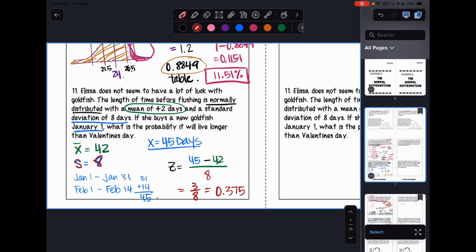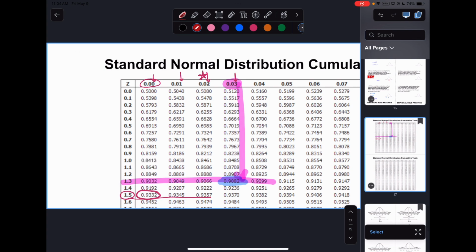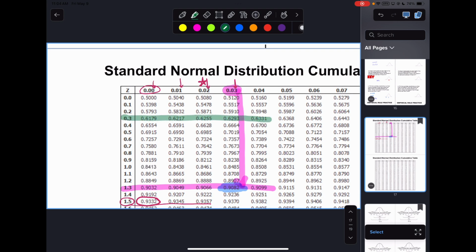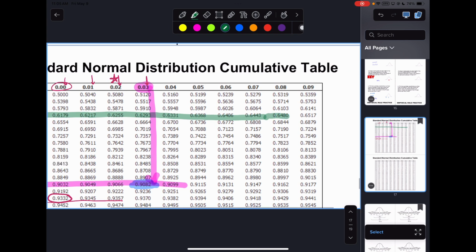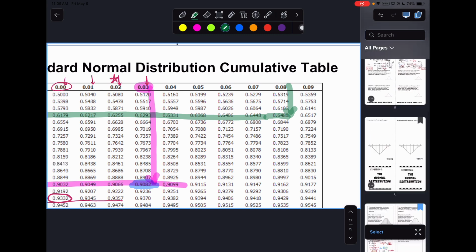Look for 3, and then do I look for 7 or 8? Because it only goes to 2 digits, so do I look at 3.7 or 3.8? You round using your conventional rounding rules. So this is similar to 0.38, agreed? Yes? Okay, look for that here on your table. Okay, I'm gonna highlight in green, 0.3. I'm gonna keep going until we get to 8. Yeah? Is that good? 0.6480.